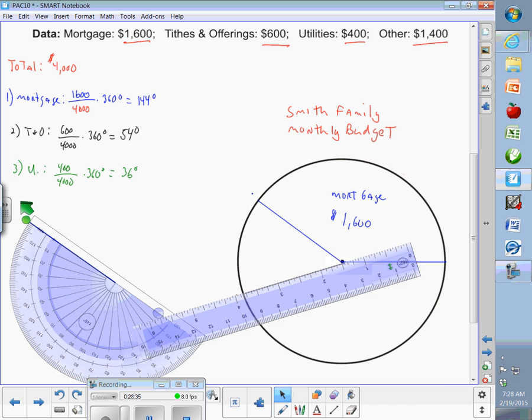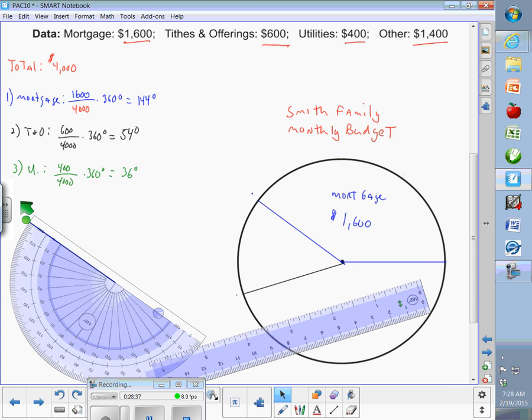Okay, there's my next pie section. Again, I'm going to label it. What is this? This is tithes and offerings. Again, do not put the number of degrees in there. Put the amount of the data. All right, so we're going to put in here the amount of the data. And our data was $600.